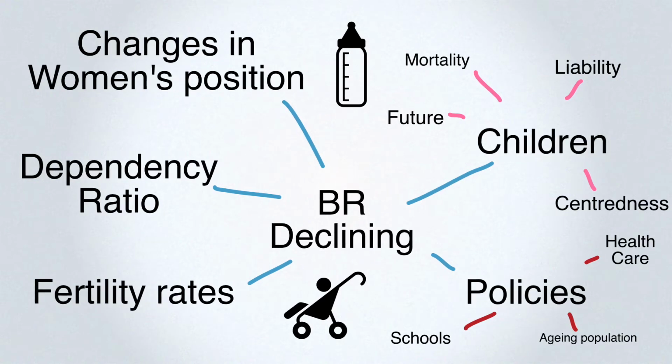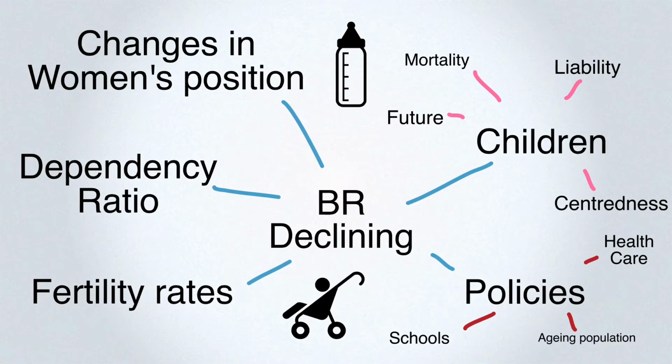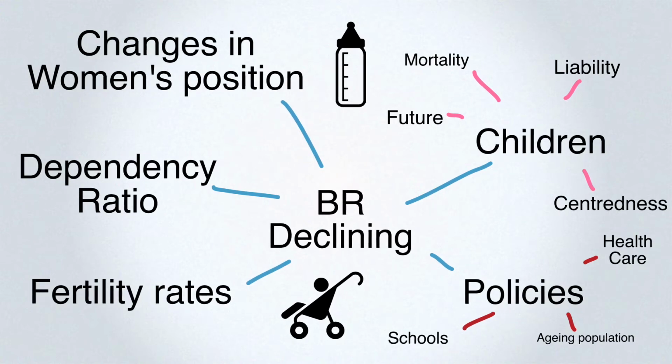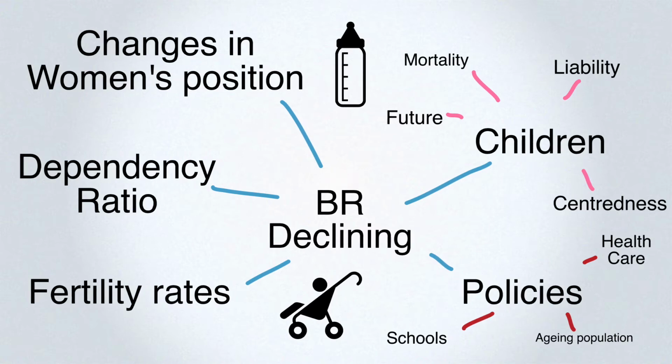So again, all of those things sort of rolled in together: the change in the position of women, and how children have changed, so future mortality, liability, child-centeredness, has led us to have smaller families. Our dependency ratio has absolutely come down, in terms of that.